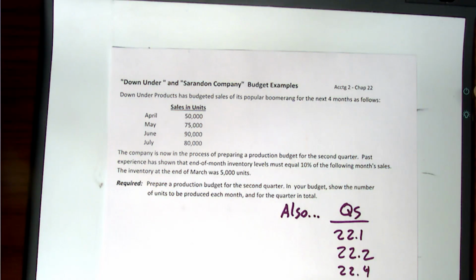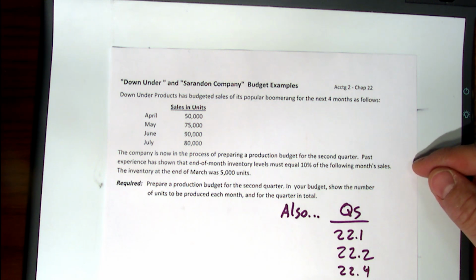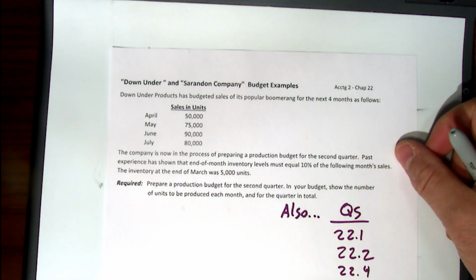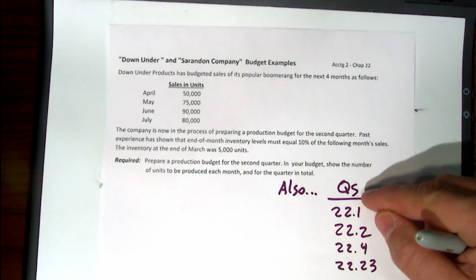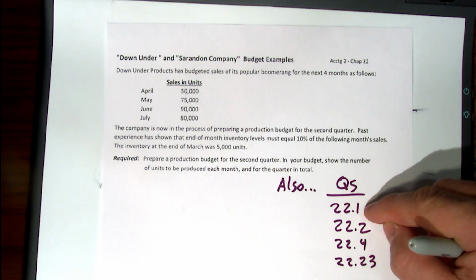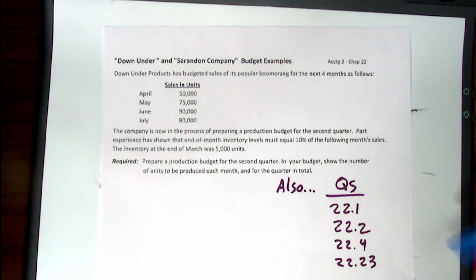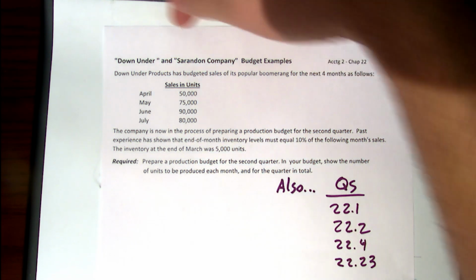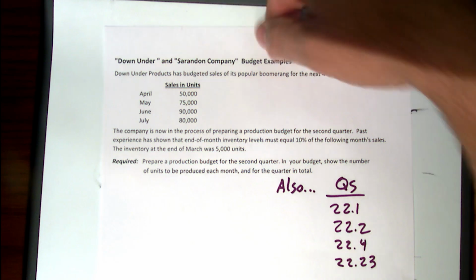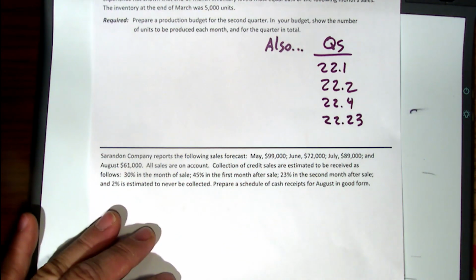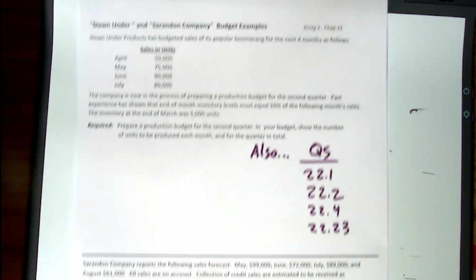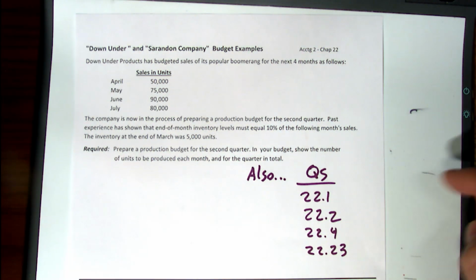Okay. Well, let's call it a day. And let me give you your homework. Take a look right here. Here's the homework that I want you to do for next time. I want you to do these quick studies: quick study 22.1, 22.2, 22.4, 22.23. But I also want you to do this handout, the Down Under and Sarandon Company budget examples. There's one up top and one down below. So do that whole sheet and do these quick studies. A lot of these quick studies will be real fast. So have that ready for next time.